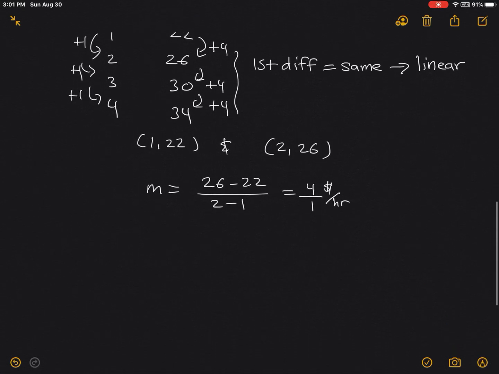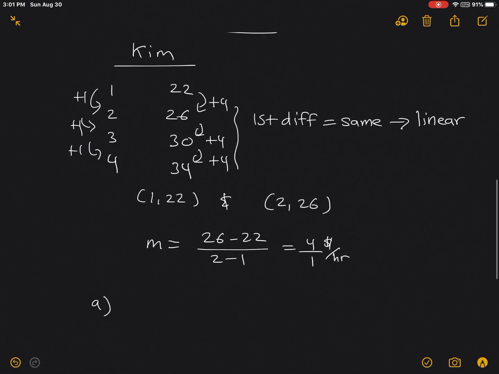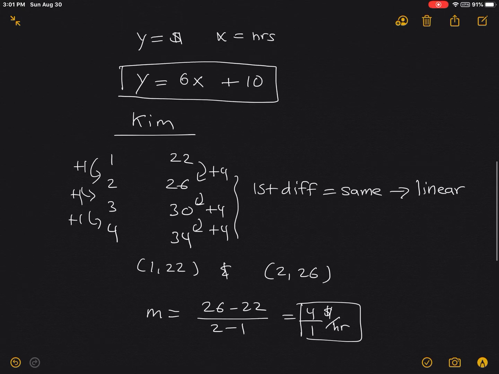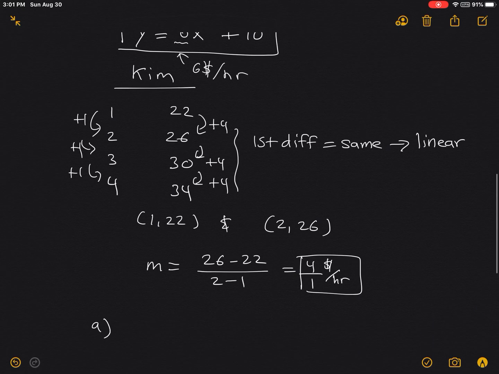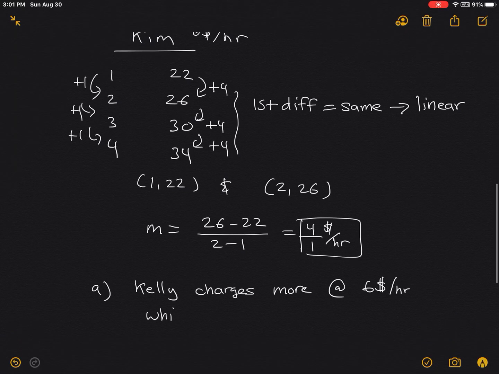And now you can answer that first question, part A, who charges more? Well, Kim charges $4 per hour. That's her slope. And what's Kelly's rate? She charges $6 per hour. That's what's given to you in the problem. So you can say Kelly charges more at $6 an hour, while Kim charges $4 per hour.